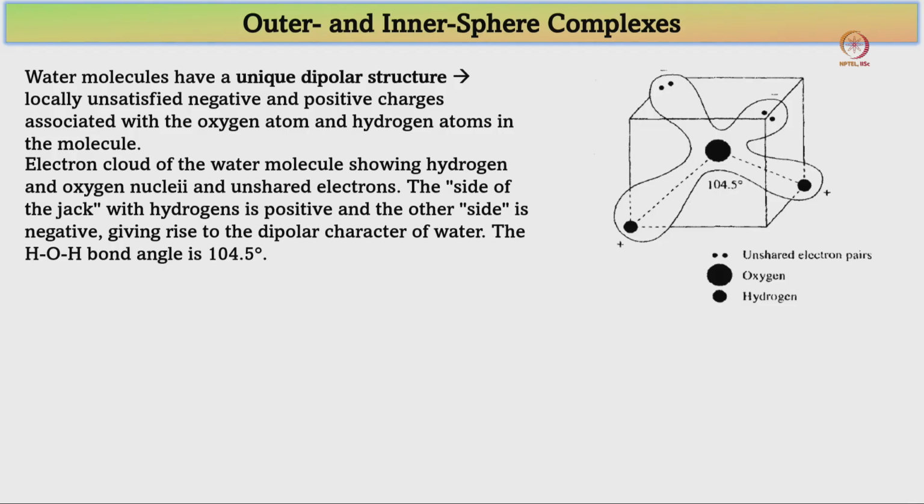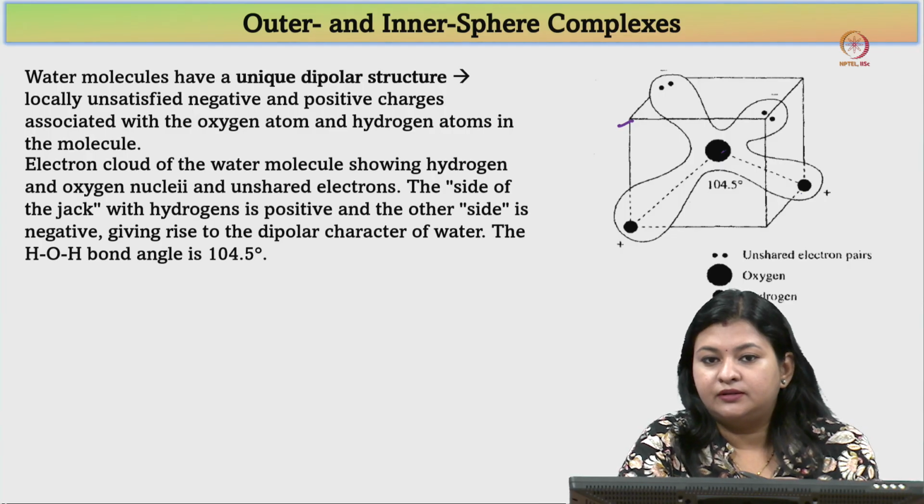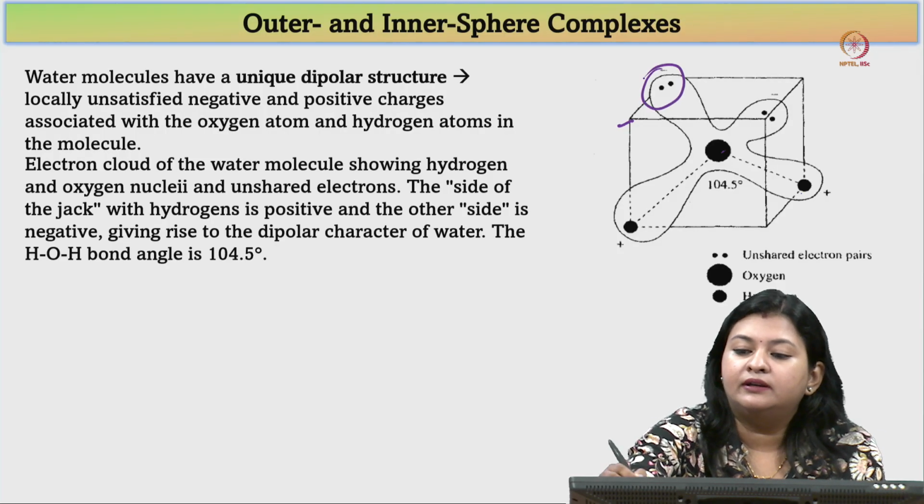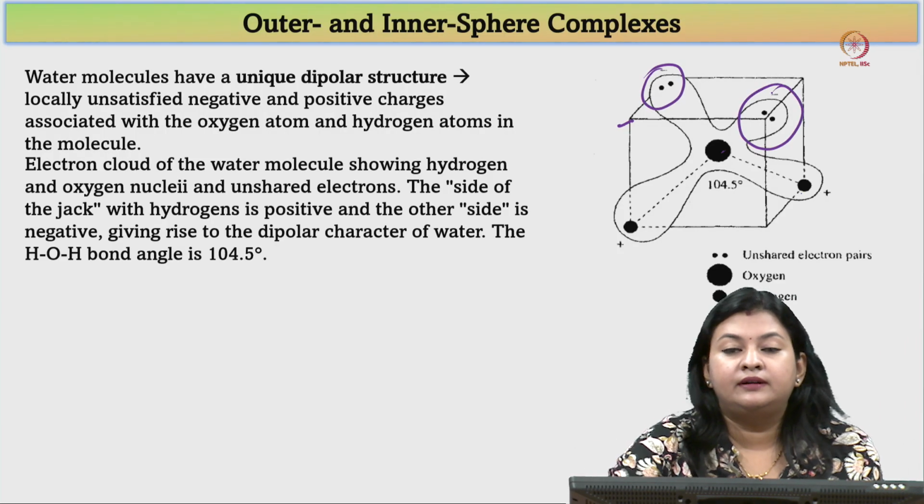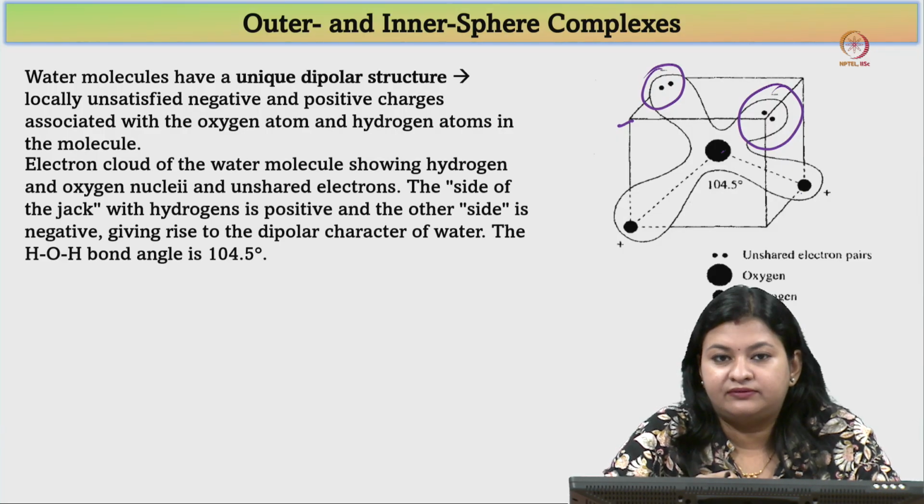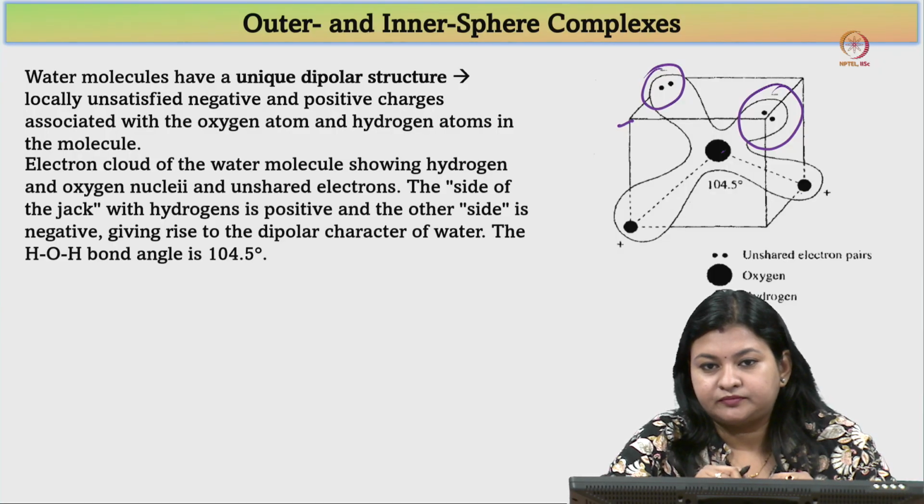Okay. So, if you can see the structure, this is the oxygen atom and these two are the hydrogen atoms. And you know that oxygen has 2 pairs of electrons that are not shared. These 2 pairs of electrons, one here and one here, create a locally unsatisfied negatively charged area.